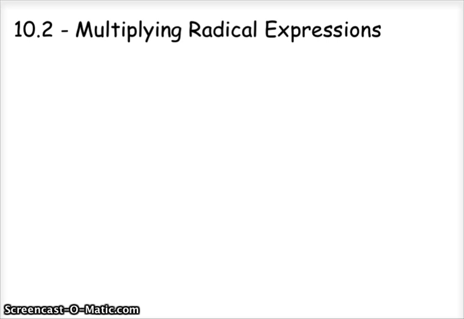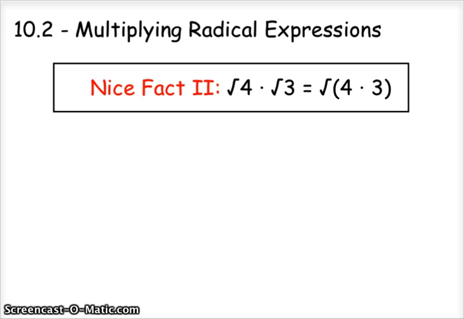The second thing I want to look at is how do we multiply radical expressions. Again, there is a nice fact. We're actually going to go the opposite direction. If I have the square root of 4 times the square root of 3, that's equal to the square root of 4 times 3. The first nice fact, we took it and distributed our square root to both terms. Now we're going to undistribute it, or combine them back together.